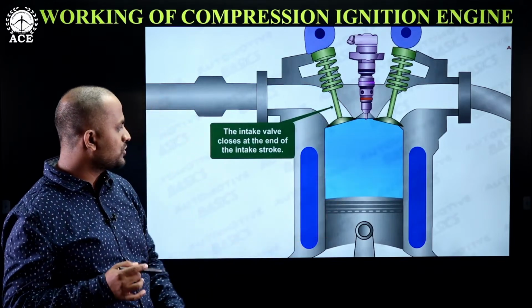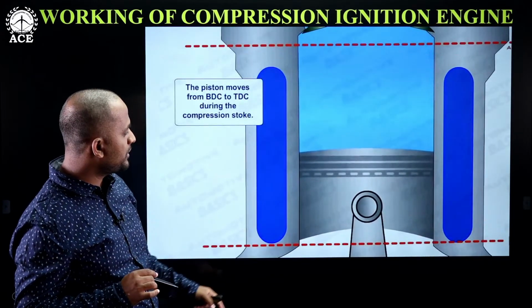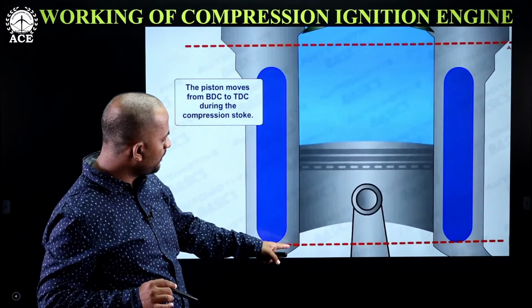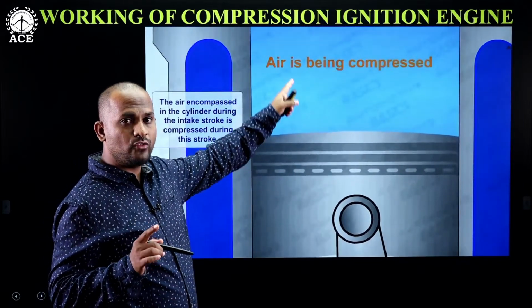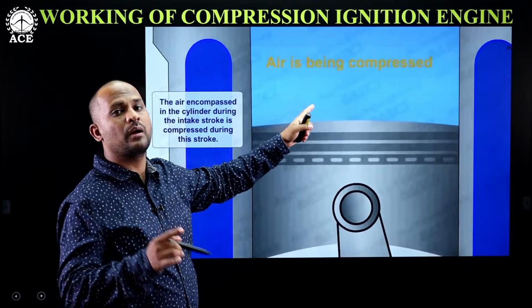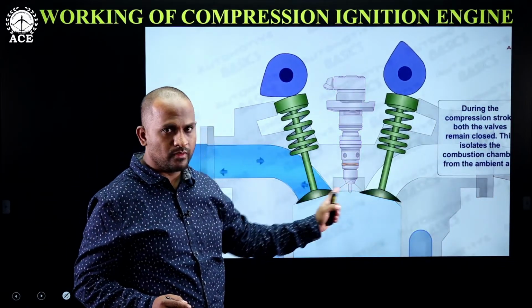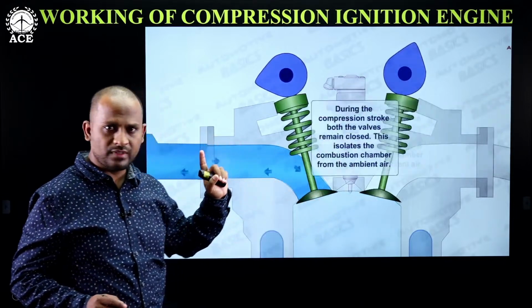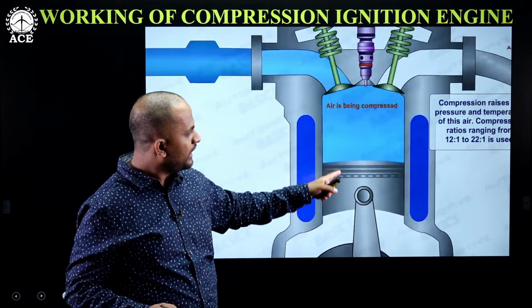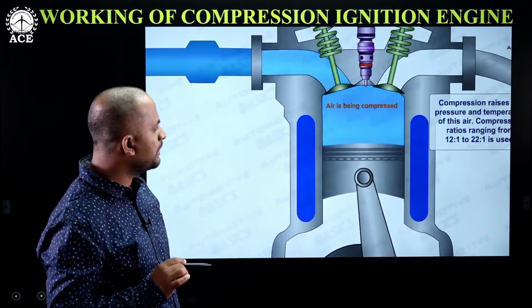Now the next process starts, that is the compression stroke. The piston moves from BDC to TDC, which increases the pressure, that is, the air is being compressed, and at this point both valves are closed and air is not entering the cylinder. The air is being compressed, increasing its pressure as well as its temperature.